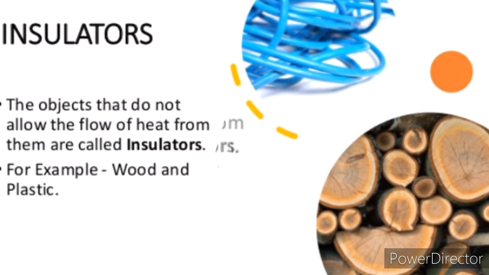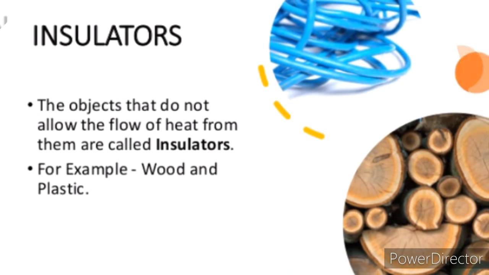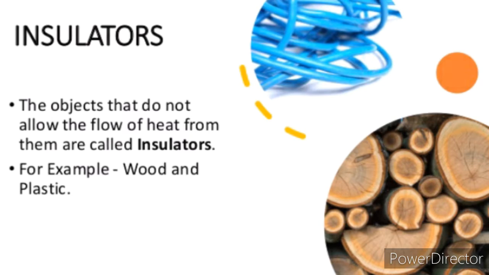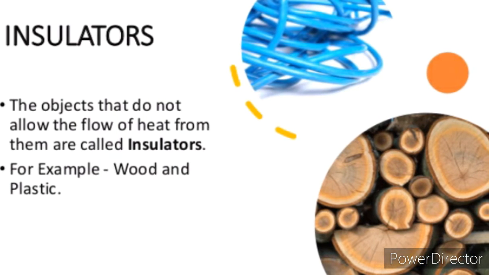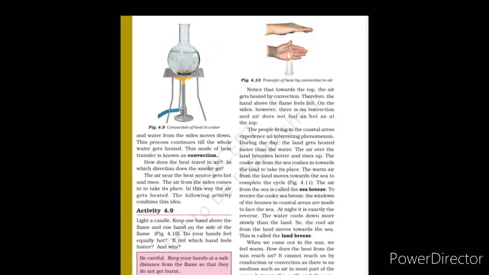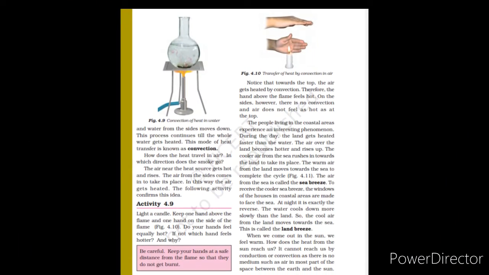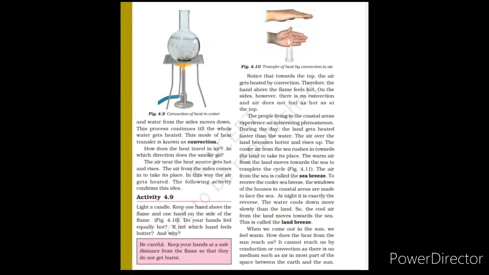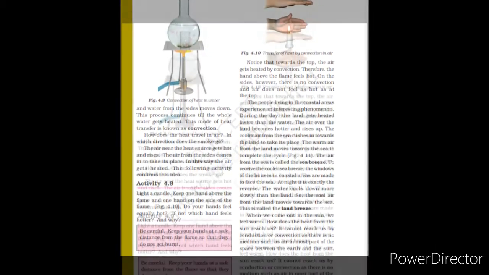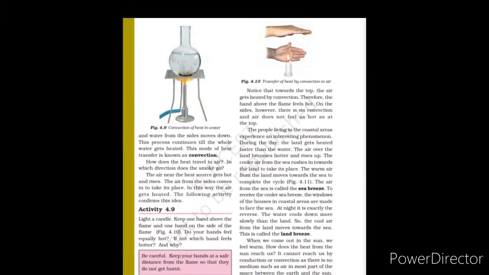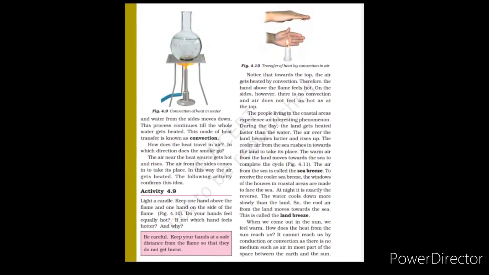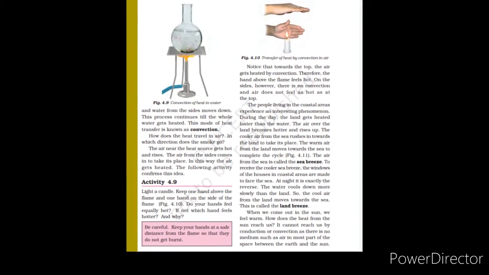Water and air are poor conductors of heat. Then how does the heat transfer take place in these substances? Let us find out in activity 4.8. When water is heated, the water near the flame is hot. Hot water rises up, and the cold water from the sides moves down towards the source of heat. This water also gets hot and rises, and water from the sides moves down. This process continues till the whole water gets heated. This mode of heat transfer is known as convection.